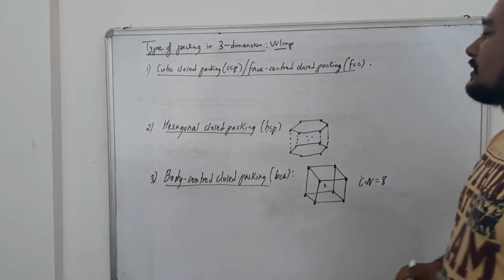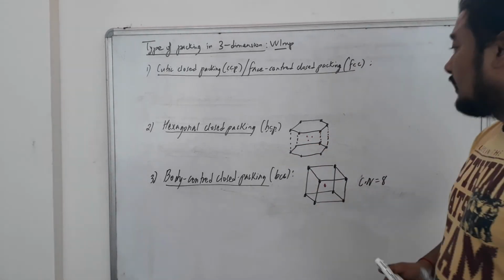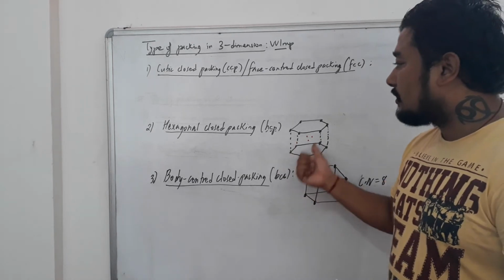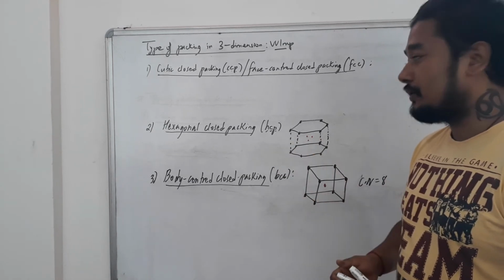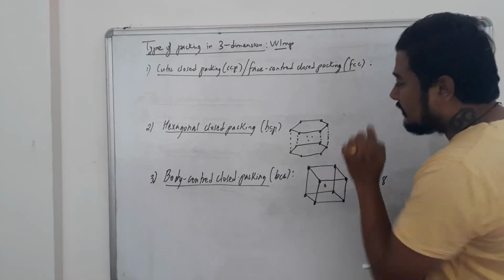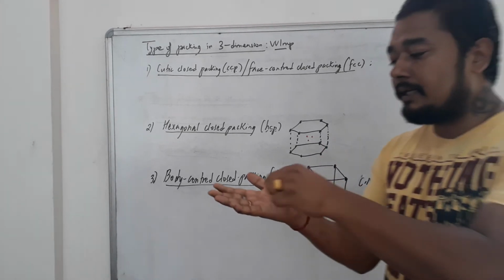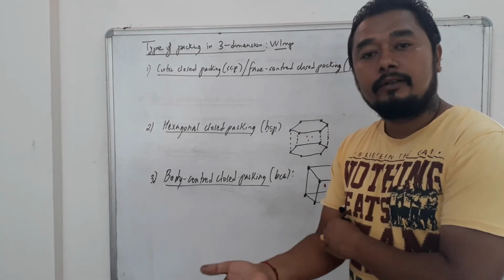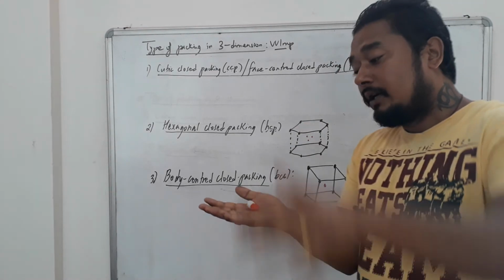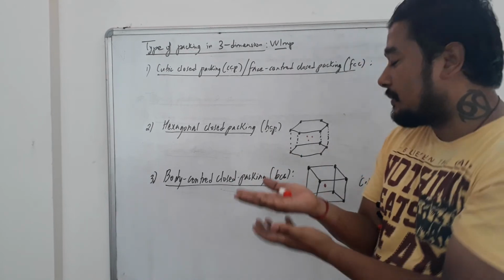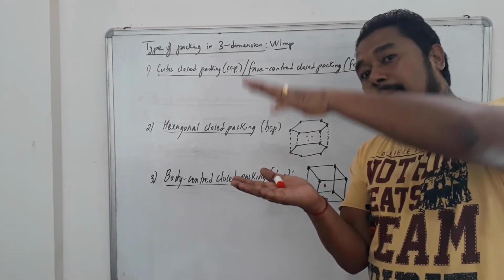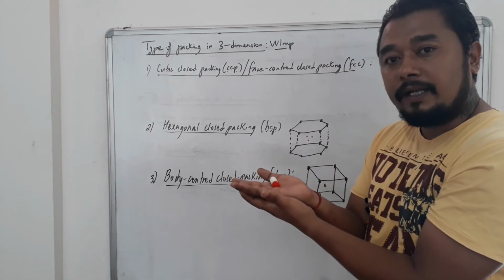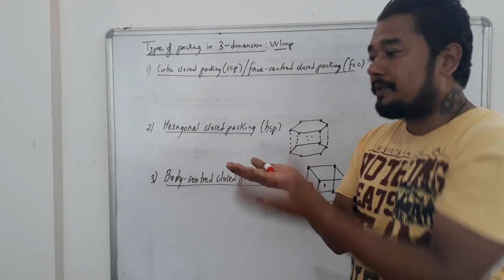So let us consider this is the hexagon. Okay. Now let us see, this is the hexagonal close packing. Now let us see the coordination number. Now just see these red particles in the center. The red particle is in the center, which is surrounded by 6 from up, 6 from down.